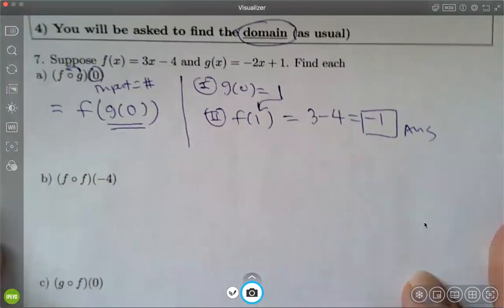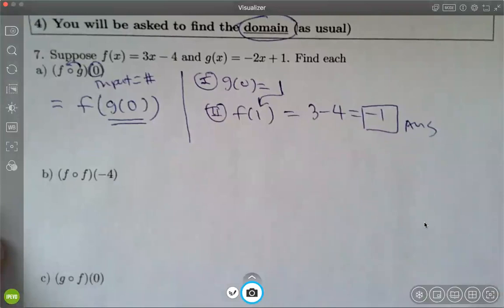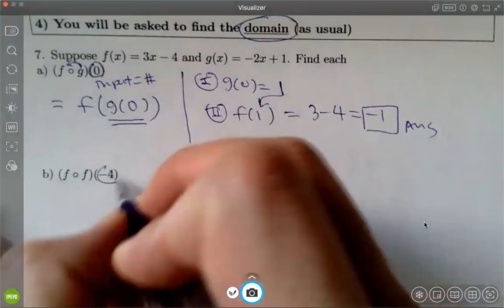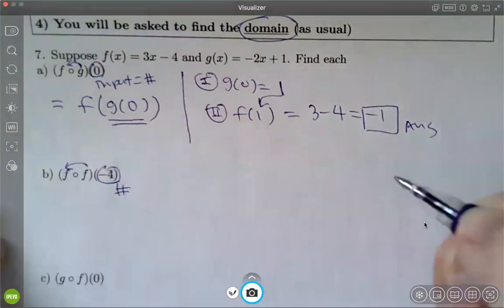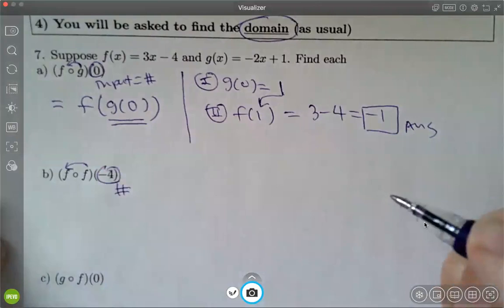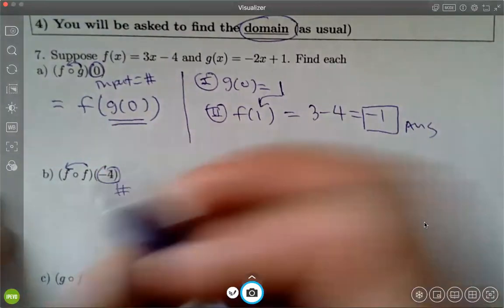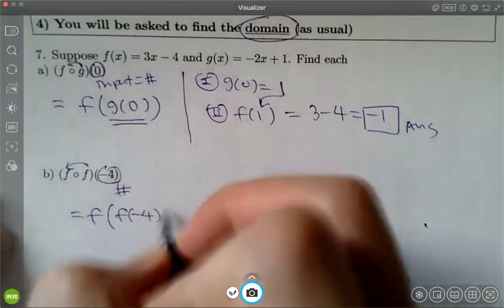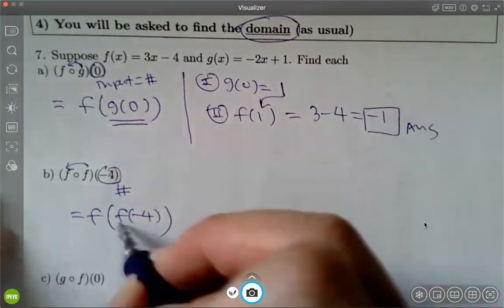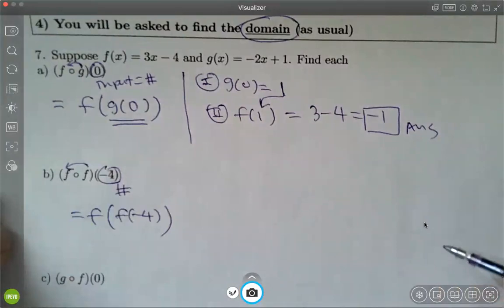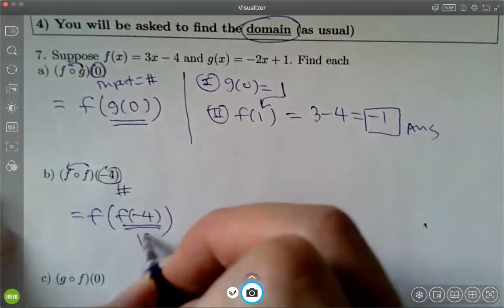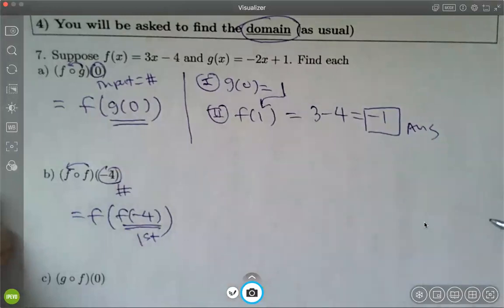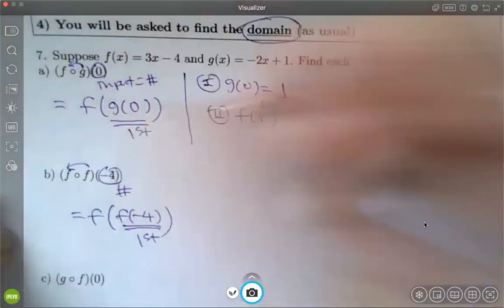And now f circle f of -4. Okay, so again, here input is a number. And you are plugging in what? The second function into the first one, right? Now, here though, what is the small issue? These two are the same, right? It's f of -4, right? Okay, now, which f do we do first? Always the inside, okay? So we always do the inside function first.